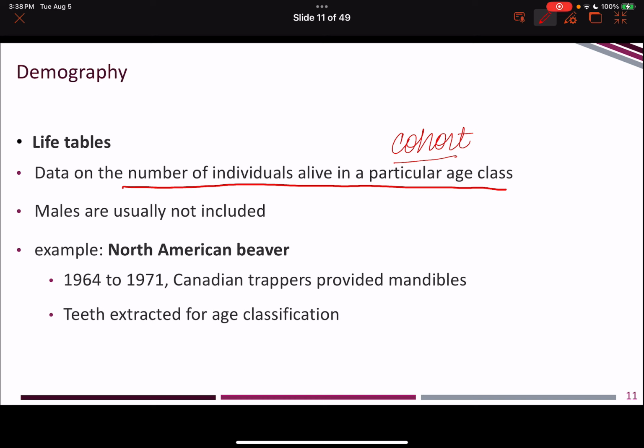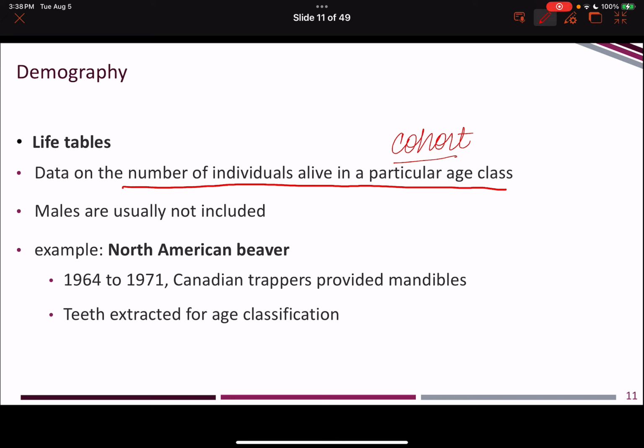So you might find life tables with information on males. Generally, they are restricted to females just because they are the ones that are limiting how many individuals the population can grow by. And of course, the female characteristics, age of reproduction, number of offspring, things like that, that they can produce in a litter, are going to affect population growth. Plus, you may have one male that is mating with multiple females. And so, again, it's the number of females that's important there.